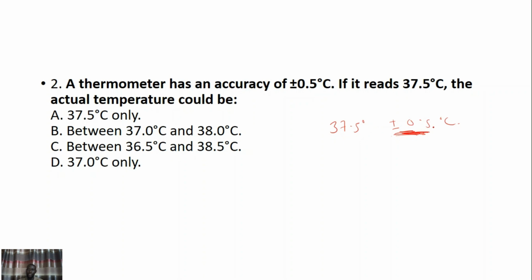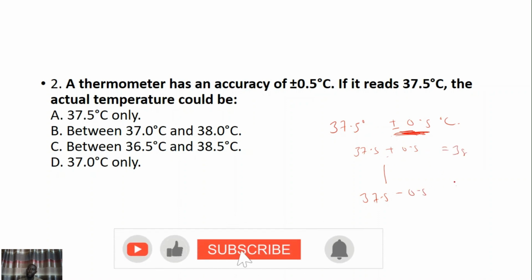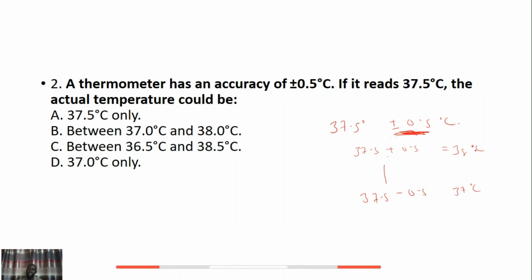Is it plus or minus 0.5? So for us to get the range, it will be between 37.5 plus 0.5 and 37.5 minus 0.5. This is 38 and this will be 37 degrees Celsius. So the range will be between 37 and 38 degrees Celsius. So the correct answer is B.